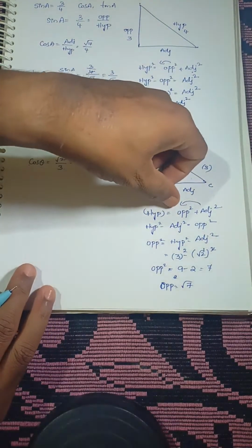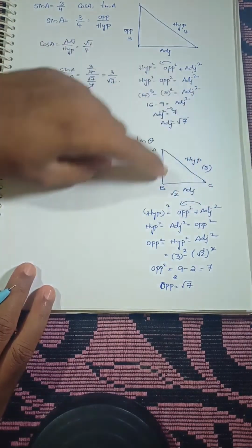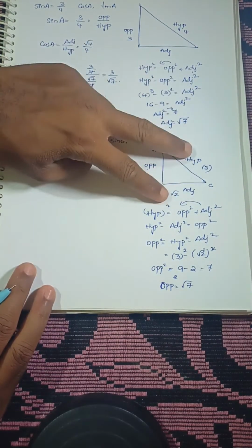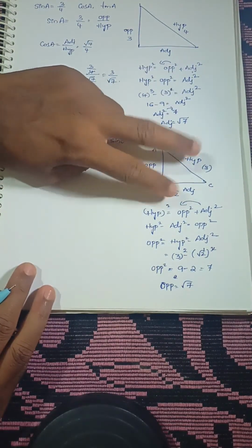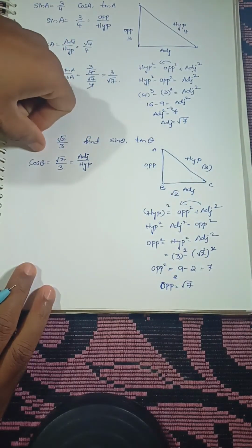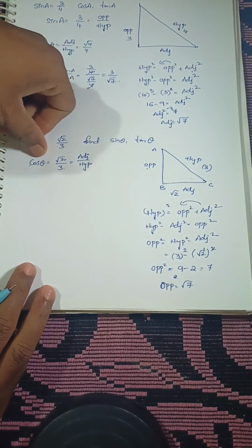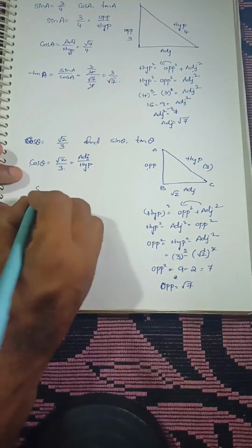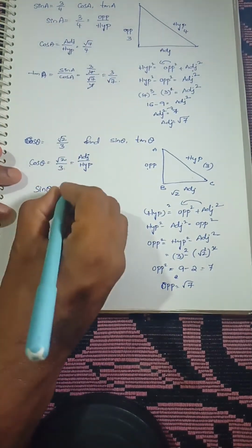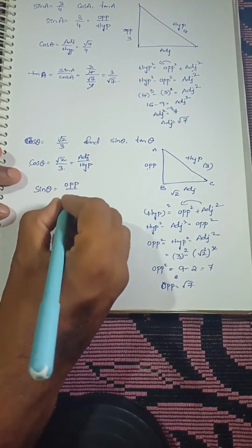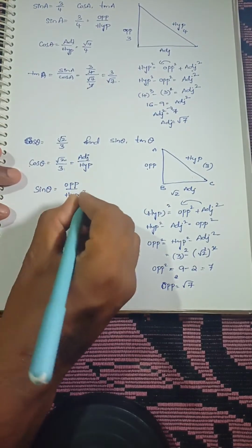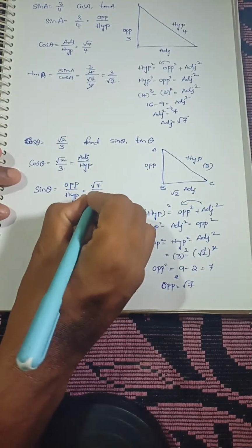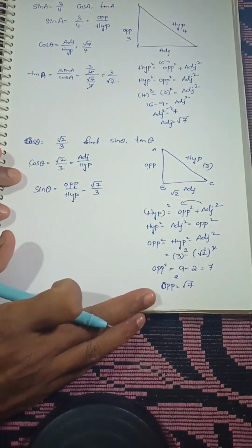Now hypotenuse square equals opposite square plus adjacent square. Here adjacent and hypotenuse are given, we are writing why. In the question it is given as cos theta. Trigonometric ratio cos theta means adjacent by hypotenuse. Now I am going to do the sine theta. Sine theta is opposite by hypotenuse, that is root 7 by 3. Directly we can write because we got the root value.